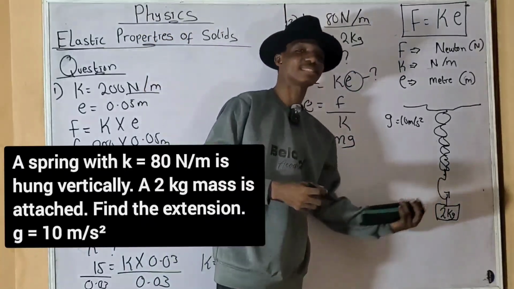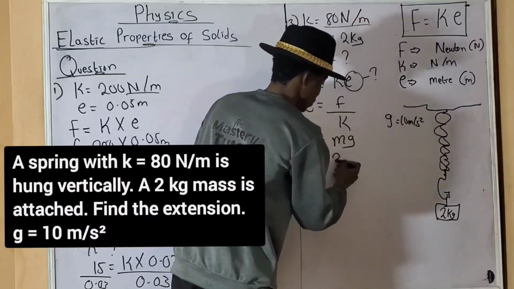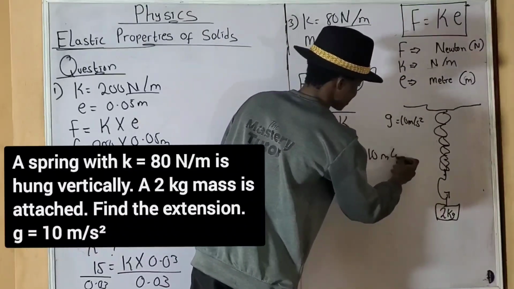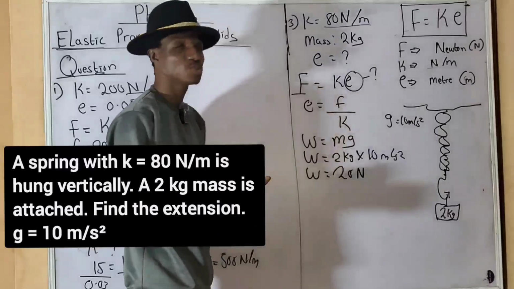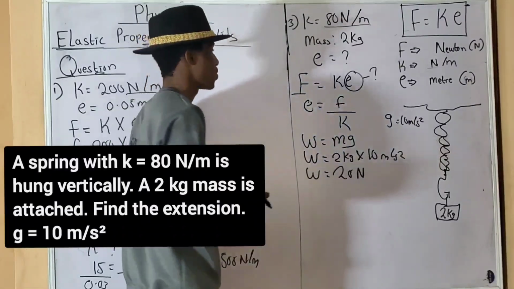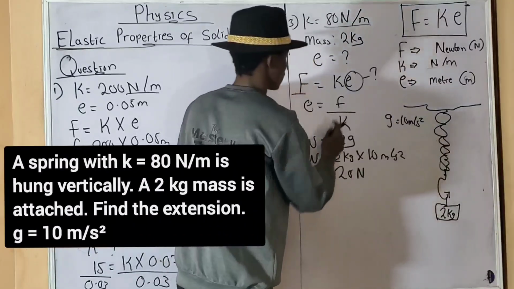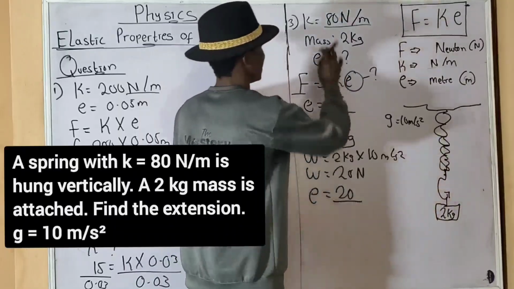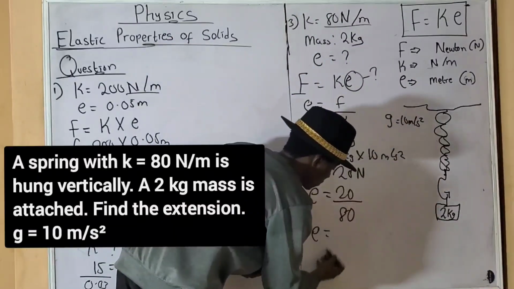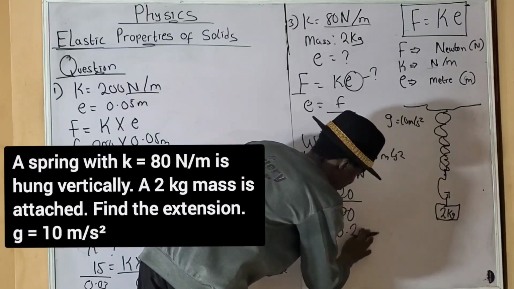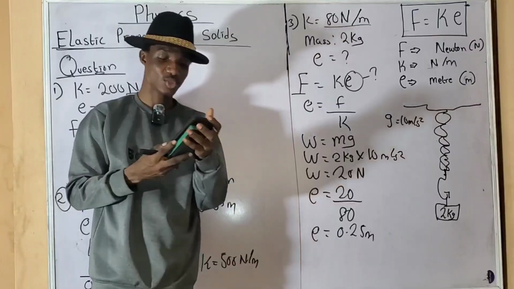So that means we need to get the force that this load exerts on the spring. Do you understand? So I'm going to have W equals 2 kilogram multiplied by 10 meter per second squared, where g is acceleration due to gravity. So I'm going to have 20 Newton. So the force that I'm going to use here is 20 Newton. Are you getting it? So here E is equal to force, which is 20, divided by spring constant, which is 80. Are you following? So here I'm going to have E equals 0.25 meter, because you're going to have 1 over 4. Do you understand? So that is the solution to the question.